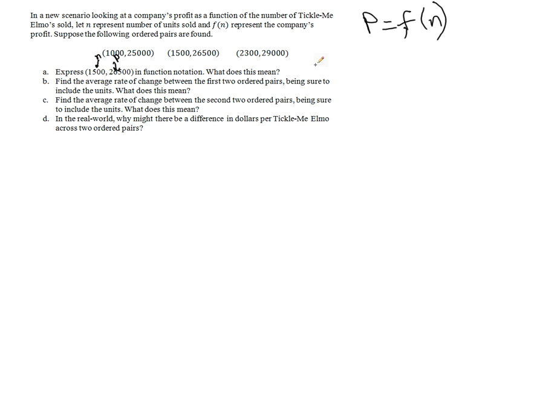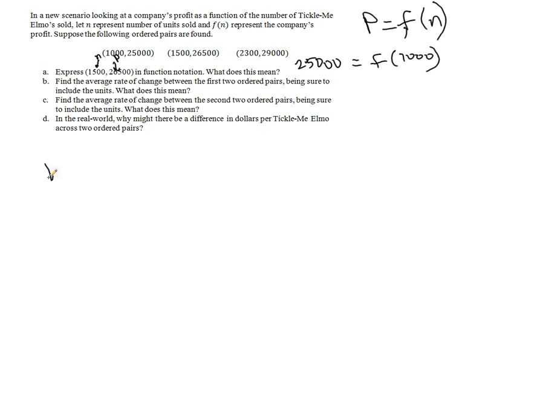So we know that the profit, which is $25,000, is equal to, or is a function of selling 1,000 Tickle Me Elmos. So you can write it out in words: if you sell 1,000 Elmos, $25,000 will be your profit.